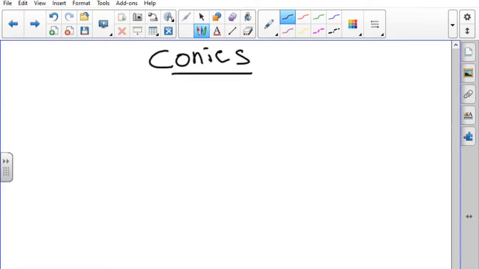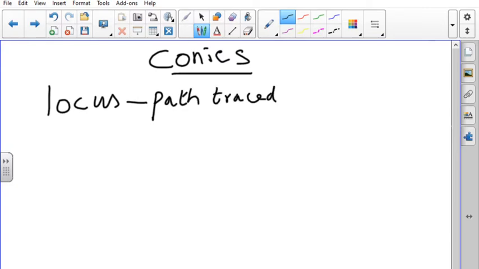So what is a conic? A conic is a locus of a moving point. So what is a locus? Locus is the path traced by a point. This was already studied in plus 1. So a conic is a locus of a moving point.